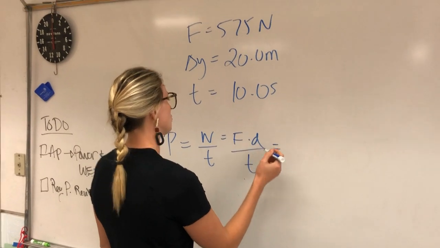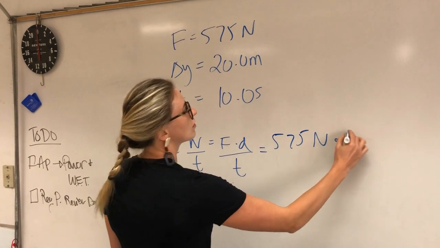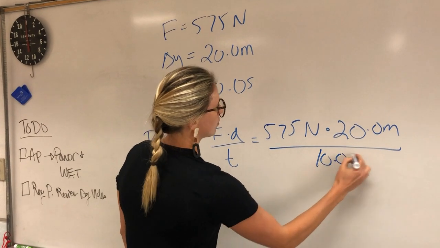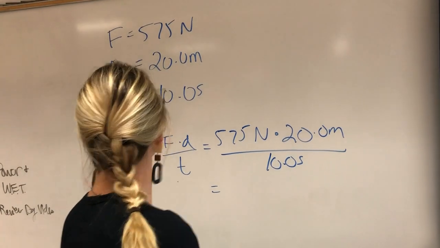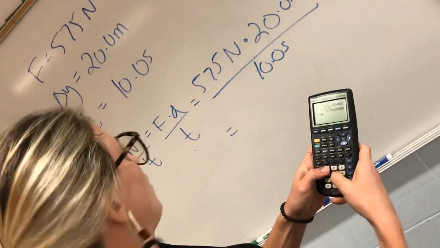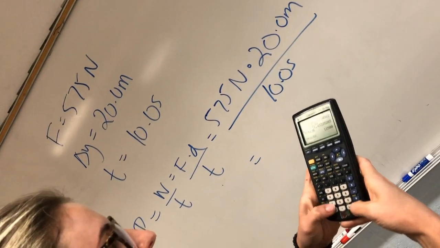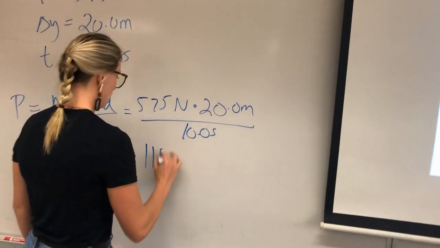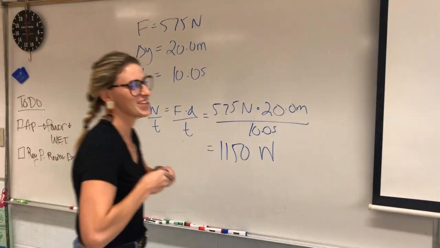The force and the displacement are in the same direction. Okay, so we can just use the cheat sheet one. The force was 575 newtons times 20 meters divided by 10.0 seconds. And newton meters per second, so 575 times 20 divided by 10, and I get 1,150. What are units? Watts. Watt is our unit. Okay. Too easy.